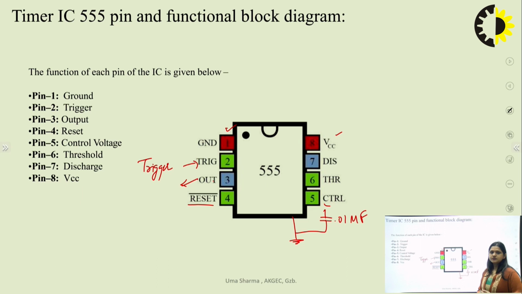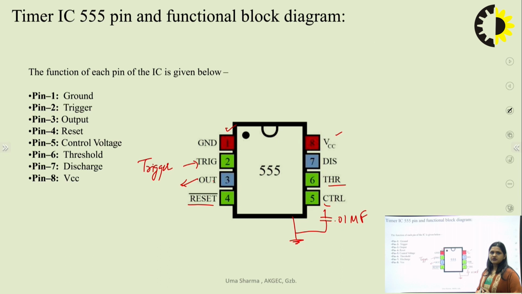Pin number 6 is the threshold pin, and that again is used to provide input to the input circuitry of the 555 timer IC. If we see in the next slides, we will see the functional block diagram. Here you will see the two comparators. So threshold is one of the inputs of that comparator. So again, it is an input pin.